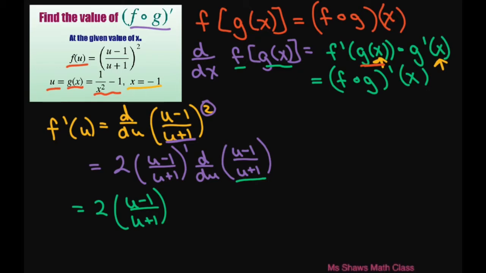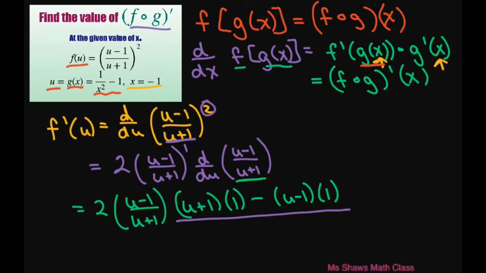Alright, now differentiating this, we copy down the denominator times the derivative of the numerator. Derivative of the numerator is just going to be 1. Subtract, copy down your numerator times the derivative of the denominator, which is just going to be 1. Alright, so this is going to give you, and then you have to divide all of this by the denominator squared. Sorry about that, I almost forgot.